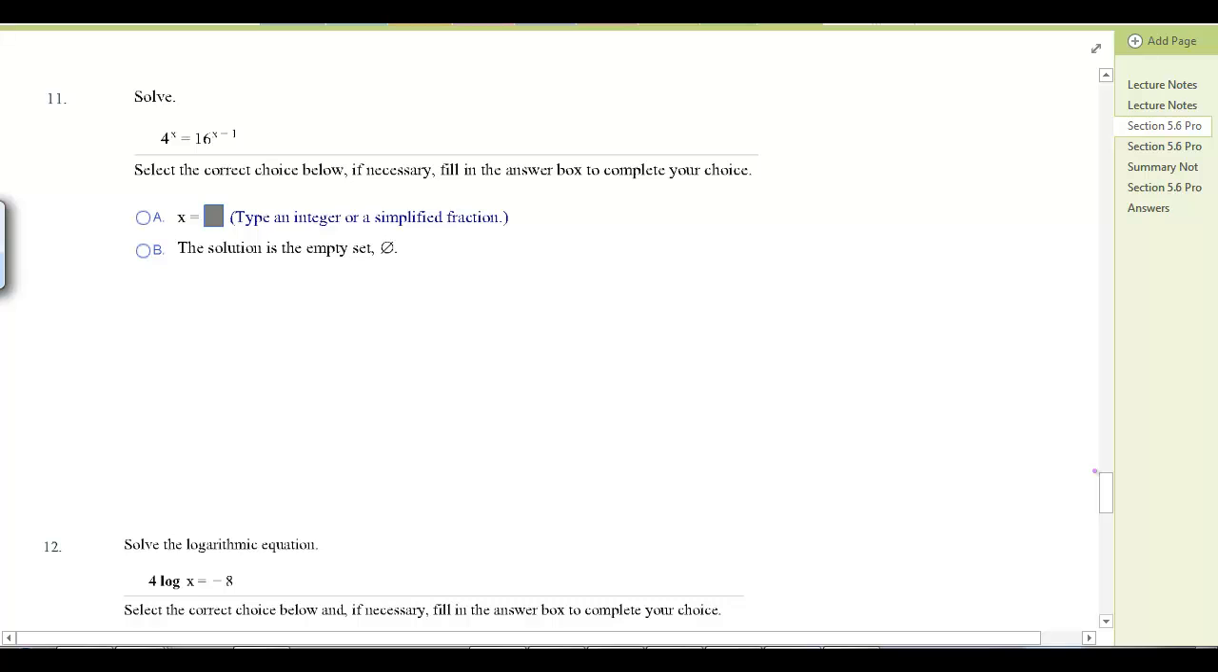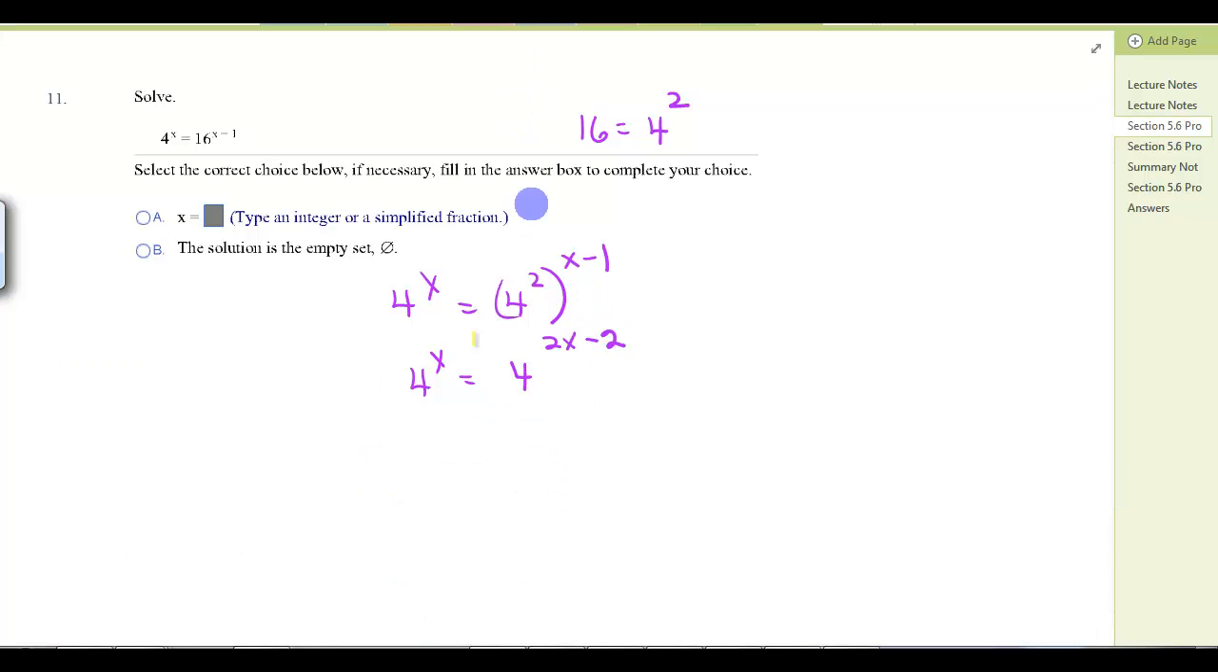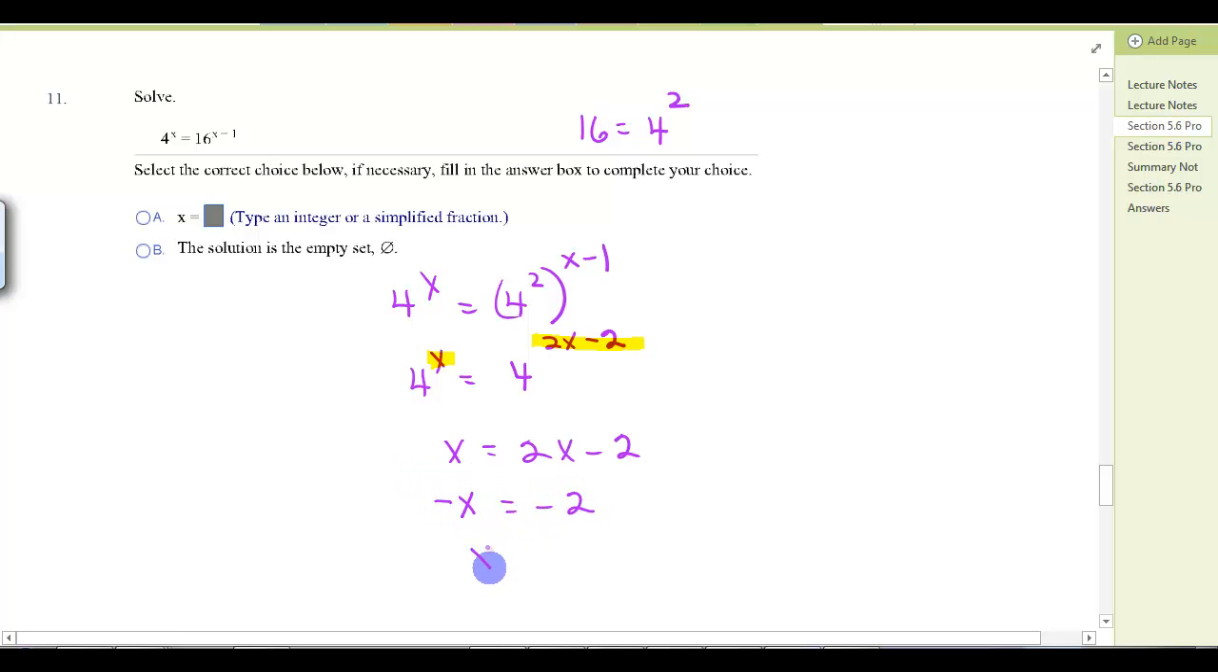All right, number 11. Again, we could rewrite 16 is the same as 4 squared. So we could write this as 4 to the x equals 4 squared to the x minus 1. When you write power to power, you multiply. So this becomes 4 to the x equals 4 to the, let's multiply, 2x minus 2. All right, now the bases are the same. So now we know these exponents must be the same. So we got x equals 2x minus 2. Let's subtract the 2x this way. So we have negative x equals negative 2, which means that x is a positive 2.